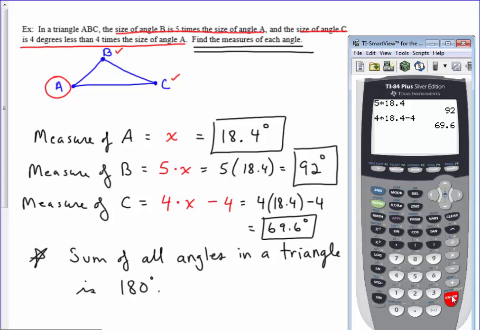I said there were two different ways you could find the measure of angle C. Because we know that all of the angles in a triangle sum up to 180, what we could have done to find angle C is take 180 and subtract angles A and B from it. We should have gotten 69.6 doing it that way as well.